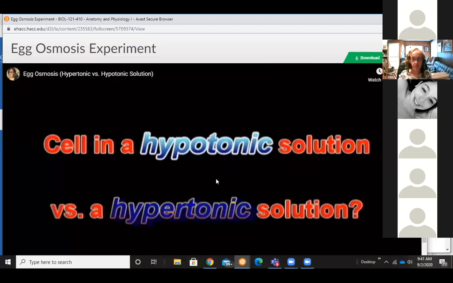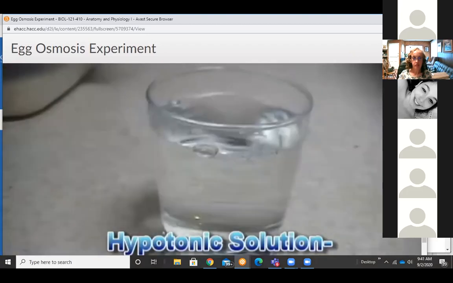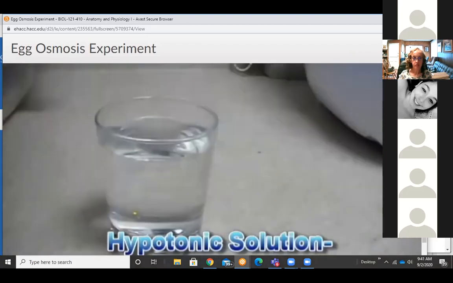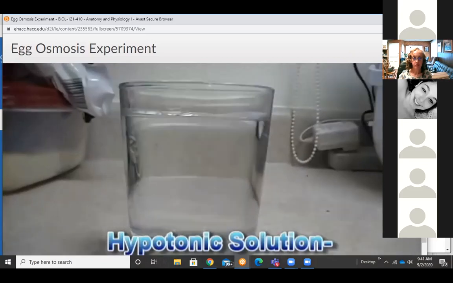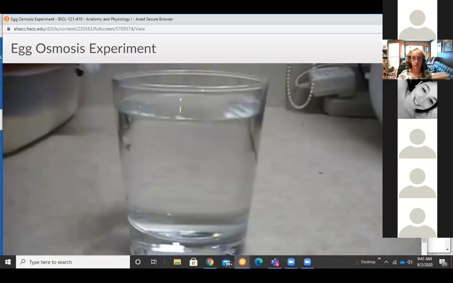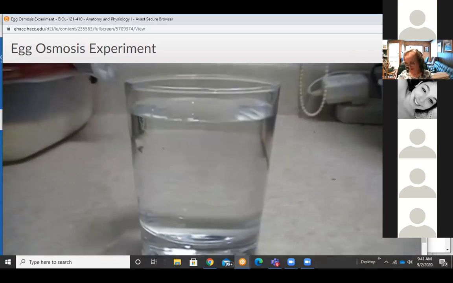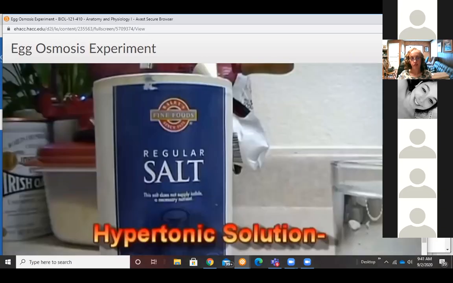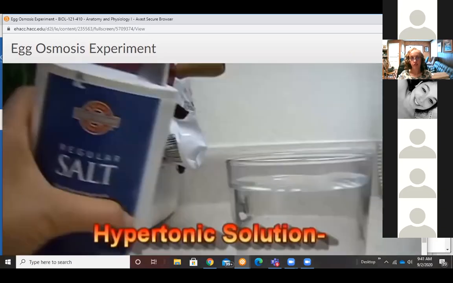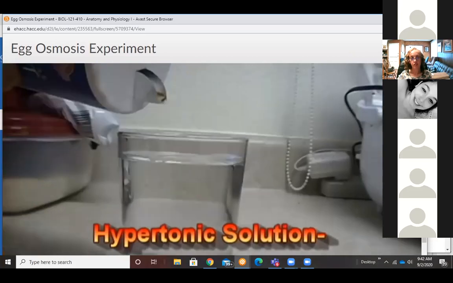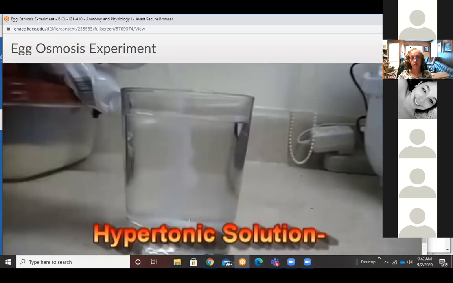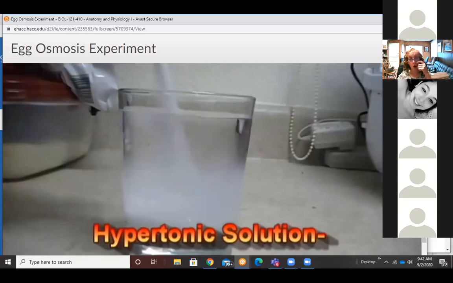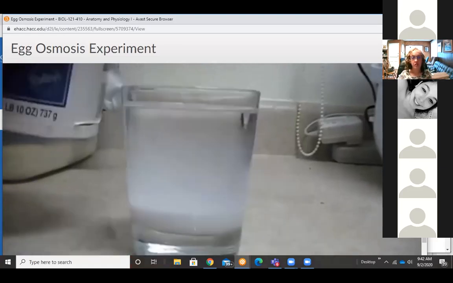What happens to a cell when it's placed in a hypotonic solution versus a hypertonic solution? A hypotonic solution is simply a solution that has a lower concentration of solutes, dissolved substances, compared to the inside environment of a cell. For example, water is considered a hypotonic solution since it is very low in solutes. A hypertonic solution is a solution that has a higher concentration of solutes compared to the cell's inside environment. For example, water with a lot of salts is considered a hypertonic solution since it is very high in solutes.